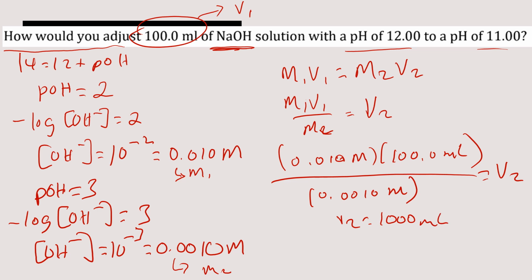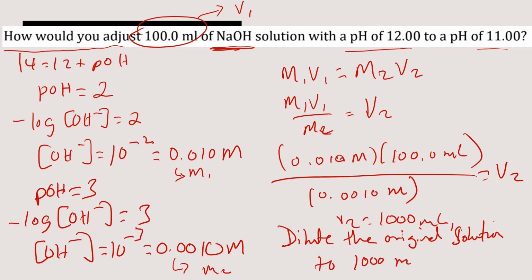However, remember I said at the beginning that just because you solve for 1,000 mLs, that's not really the answer. How would you adjust 100 mLs of sodium hydroxide solution? You will dilute the original solution to 1,000 milliliters. So technically, that's the answer.